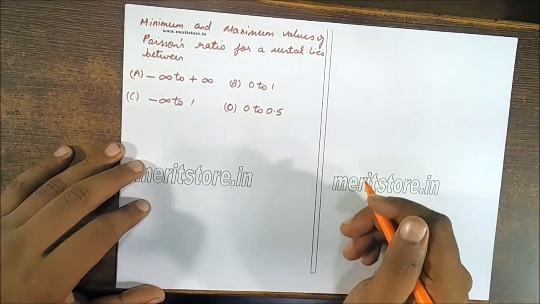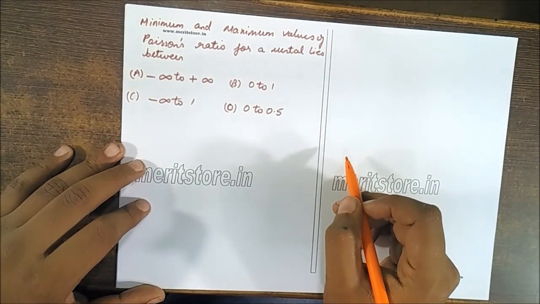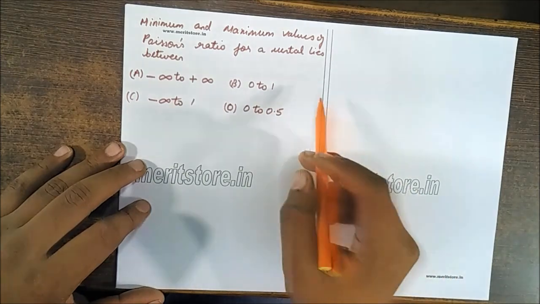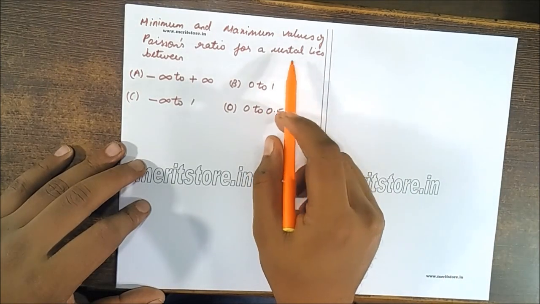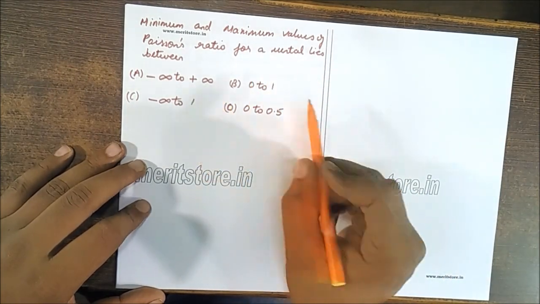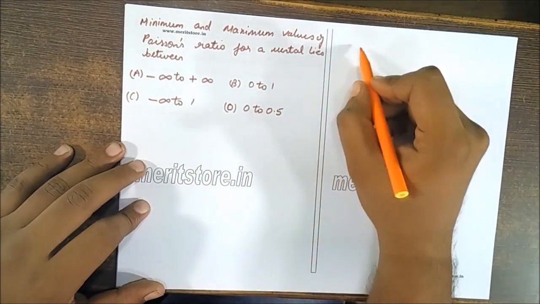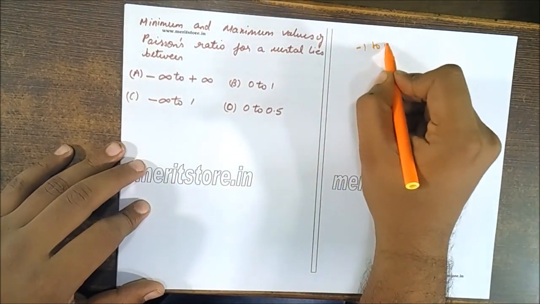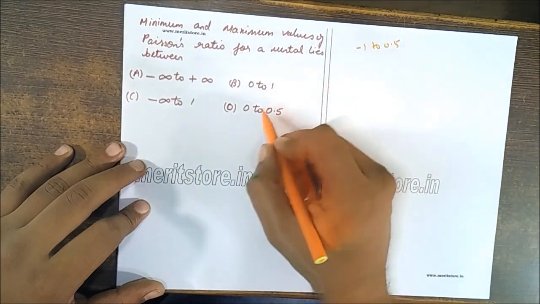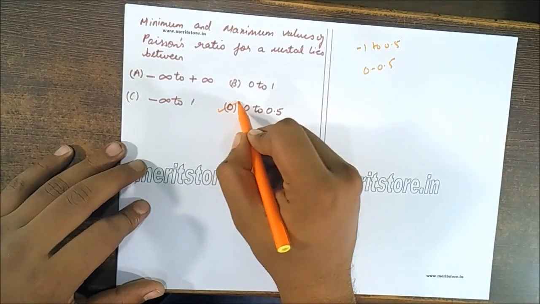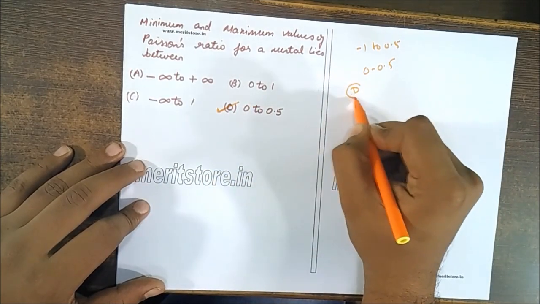Again a similar question, minimum and maximum values of Poisson's ratio for a metal lies between, so minus infinity to infinity, no, it says from -1 to 0.5, so 0 to 0.5 comes in this range, hence we'll select option D, which is correct.